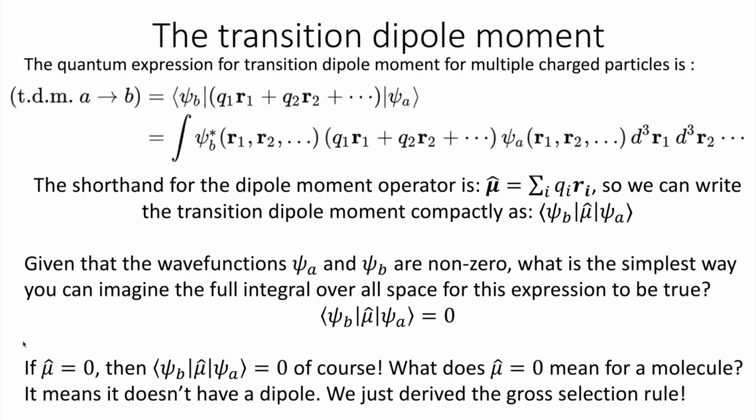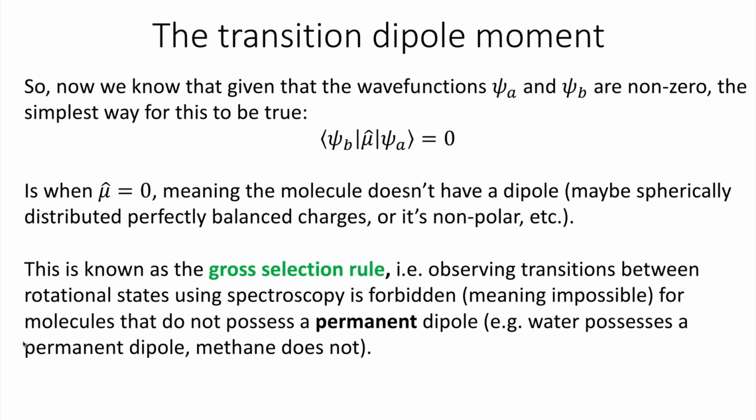Okay, so we've derived the gross selection rule. To put it all together, we can say that the gross selection rule means that observing transitions between rotational states using spectroscopy is forbidden, meaning it's impossible, you can't do it, for molecules that do not possess a permanent dipole. So to give you two well-known examples, water does have a permanent dipole, methane does not.